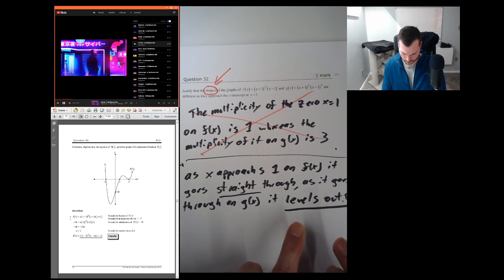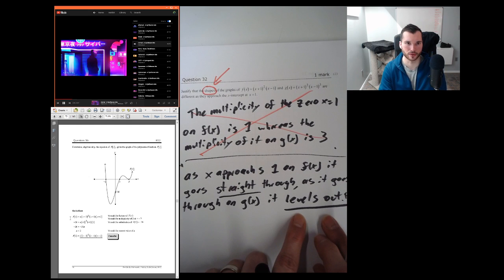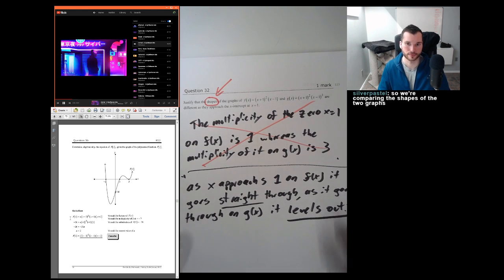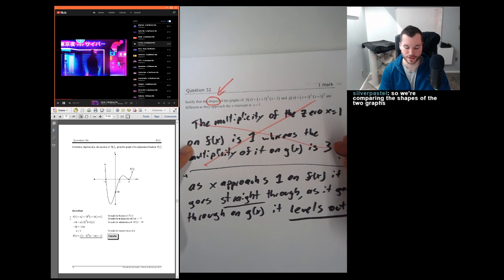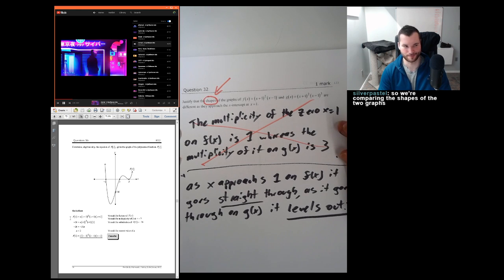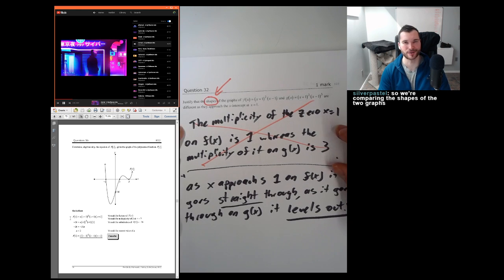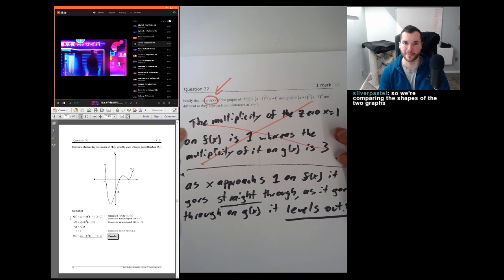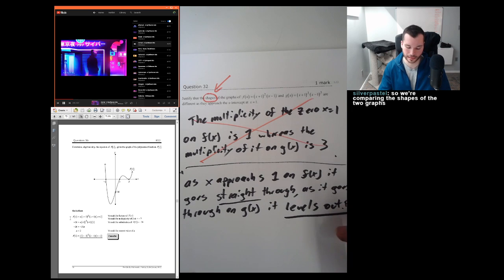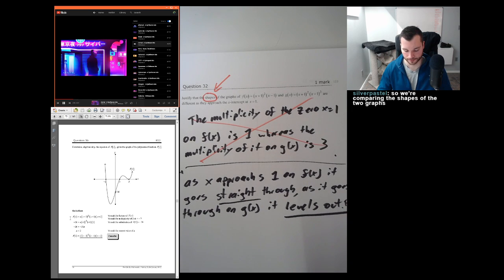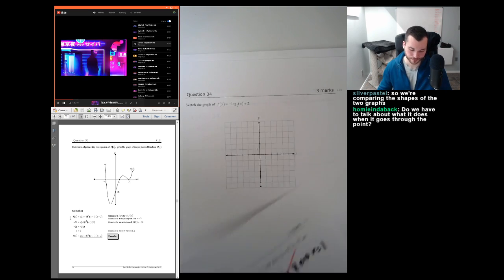Essentially, we're looking for the leveling out, because now you are talking about the shape. If you're not talking about the shape, then whatever you get for these ones are weird. We're comparing the shapes. This is completely right. And I would even argue that this is more mathematically, not correct, but more mathematically sound. It sounds like, oh yeah, you really know what you're talking about, using multiplicity and stuff, which you should. However, it's really indicating that you got to talk about the shapes. Straight through, or f of x, levels out as it goes through on g of x. There we go.